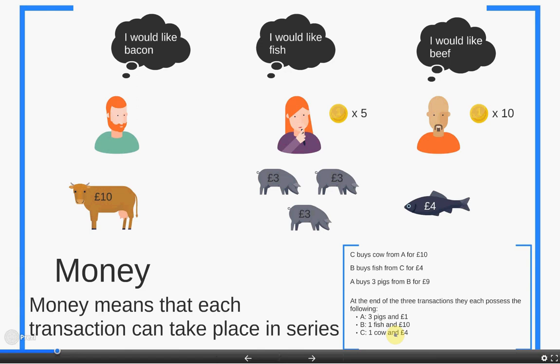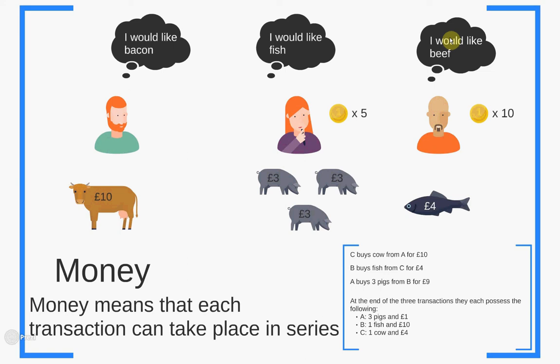So they are all equally well off at the end as they were at the start, but they've each got the products they now want. A has the pigs to eat bacon, B has the fish to eat fish, and C has the cow to eat beef. So what money has done is enabled this more complicated transaction to take place without there needing to be pairwise barters set up.